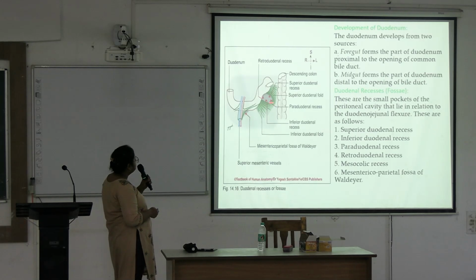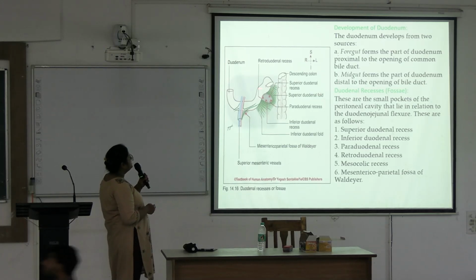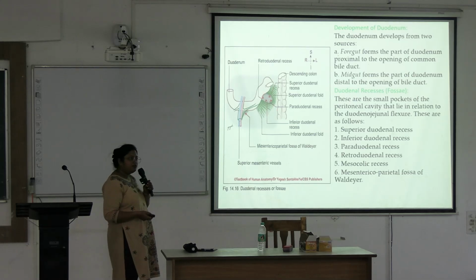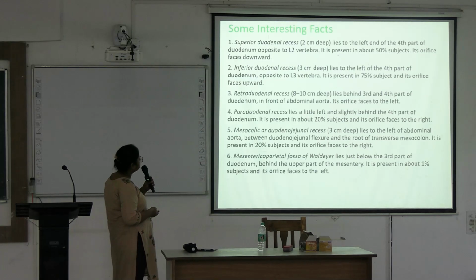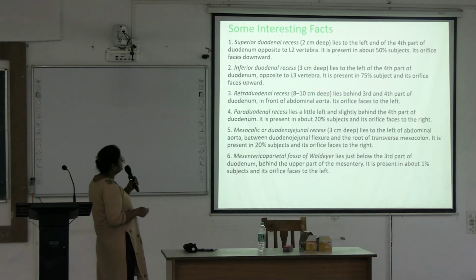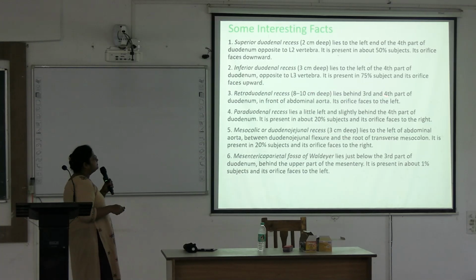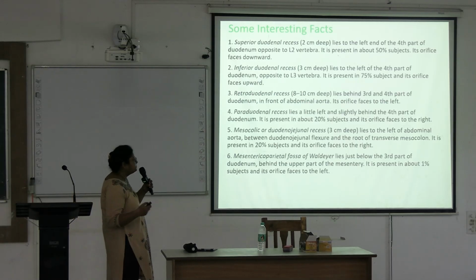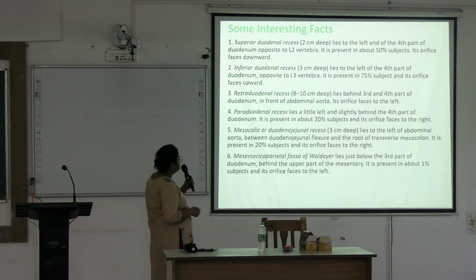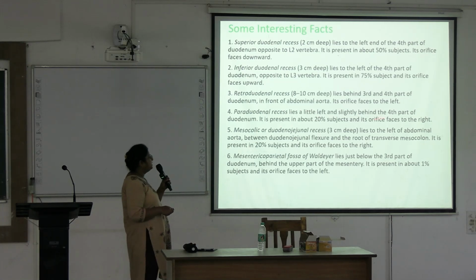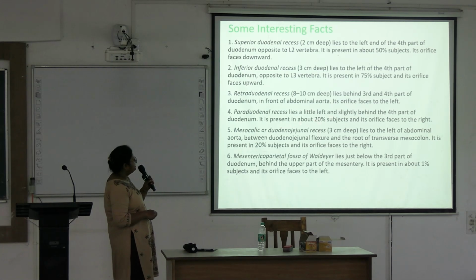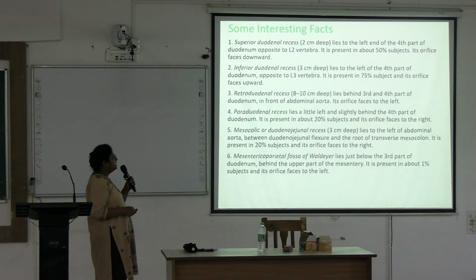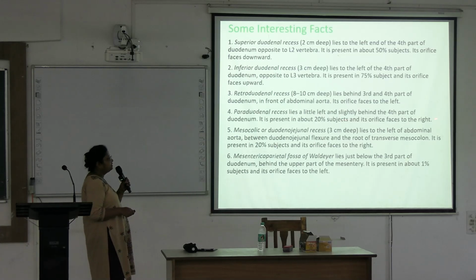Inferior duodenal recess, orifice faces upward. This is the orifice. This oval opening is the orifice of all the recesses. Retroduodenal recess, 8 to 10 centimeter deep, lies behind the third and fourth part of duodenum in front of abdominal aorta. Its orifice faces towards the left side. The paraduodenal recess lies a little left and slightly behind the fourth part of duodenum, present in about 20% of subjects, and its orifice faces to the right.